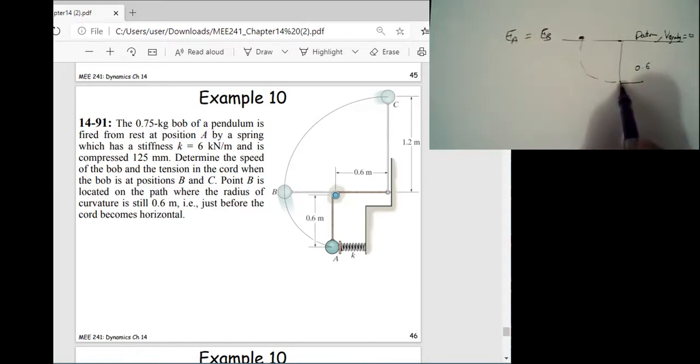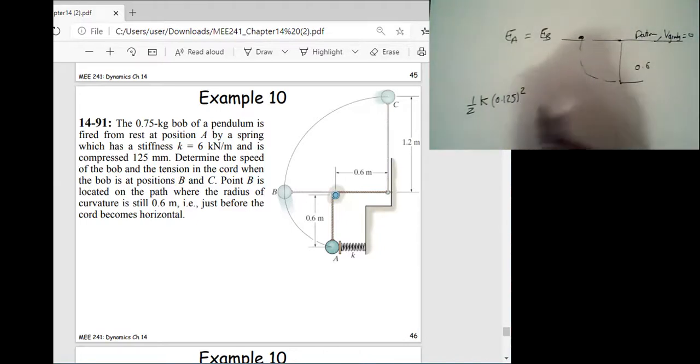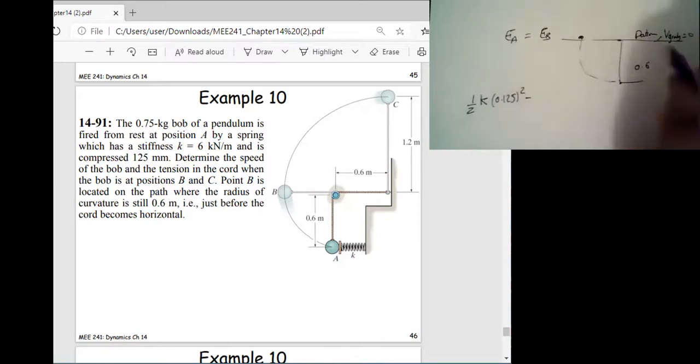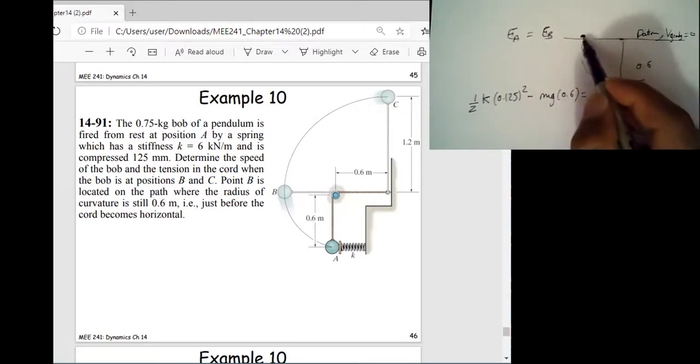We have a spring that is connected, so we need to see what is the energy in the spring. So 1/2 k, compressed by 125 millimeters, so 0.125 squared. Never forget the square. Plus, what is the potential energy of that? It's minus, because you are below the datum. So minus mg multiplied by 0.6.